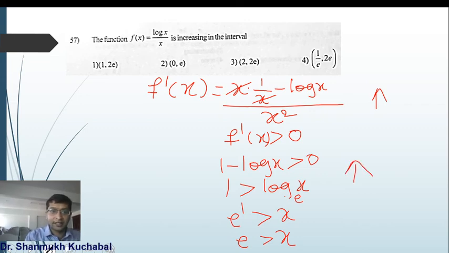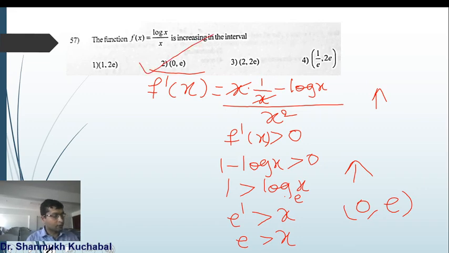The function is increasing, so here it is from 0 to e. Yes, so from 0 to e the function is increasing. Therefore option 2 is the right answer. Everyone, you can take a screenshot of this.